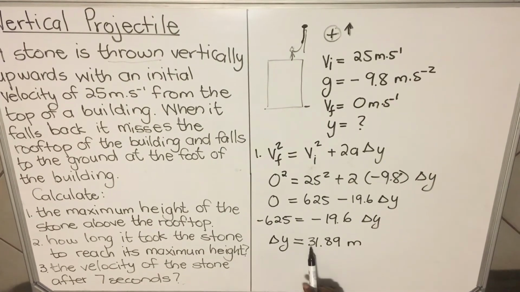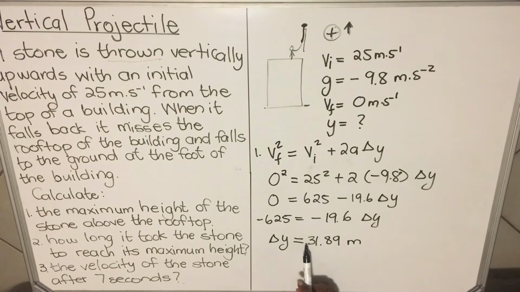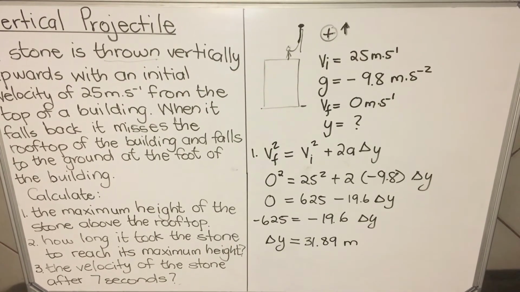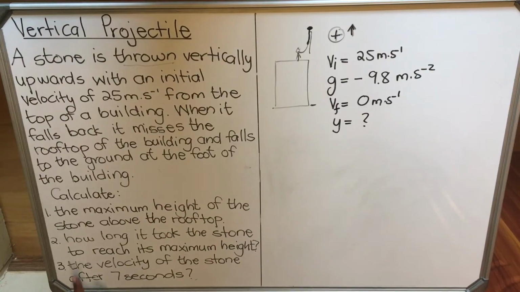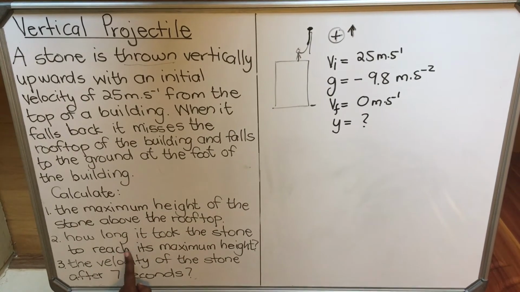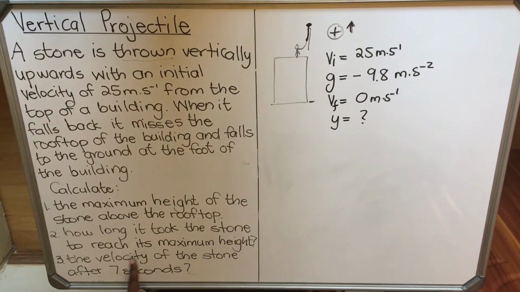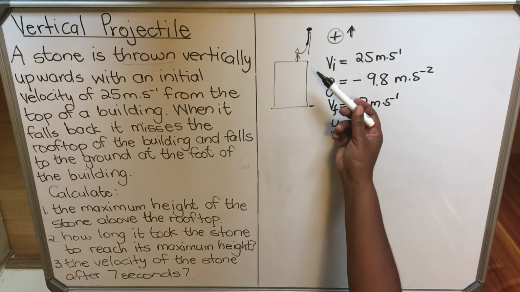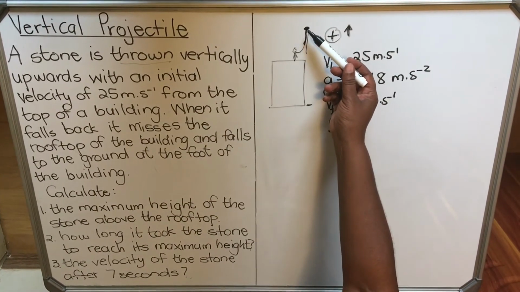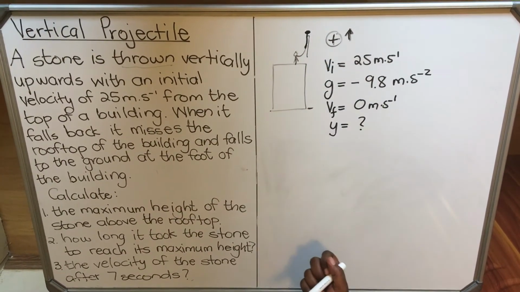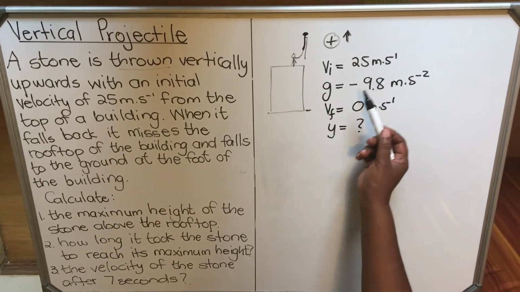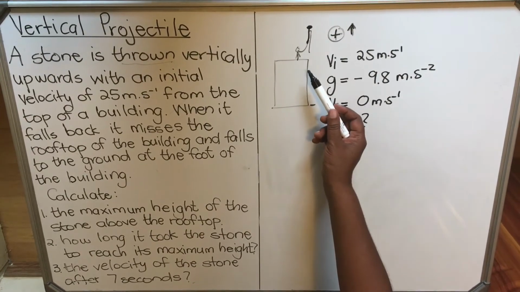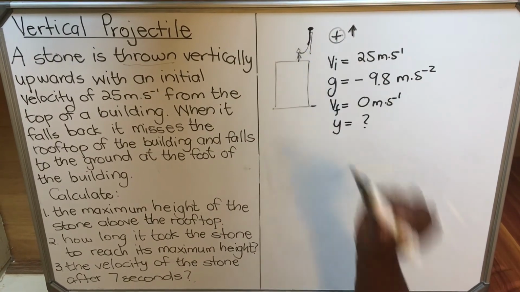It has magnitude and direction. Our answer was positive, so it means it's 31.89 meters going up from where they started. Okay, the second question: calculate how long it took the stone to reach its maximum height. They are actually asking us, as the stone went up, how long did it take? So the initial velocity and the gravitational acceleration are still the same, and the final velocity, because they say it went up, is where it stopped at the top.